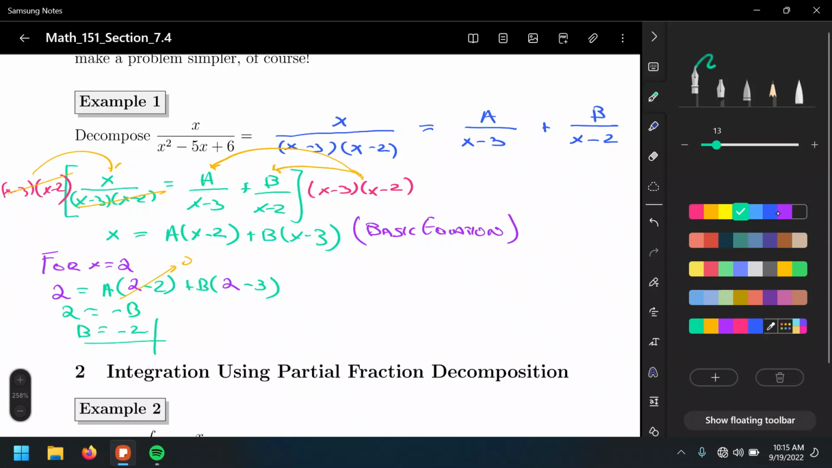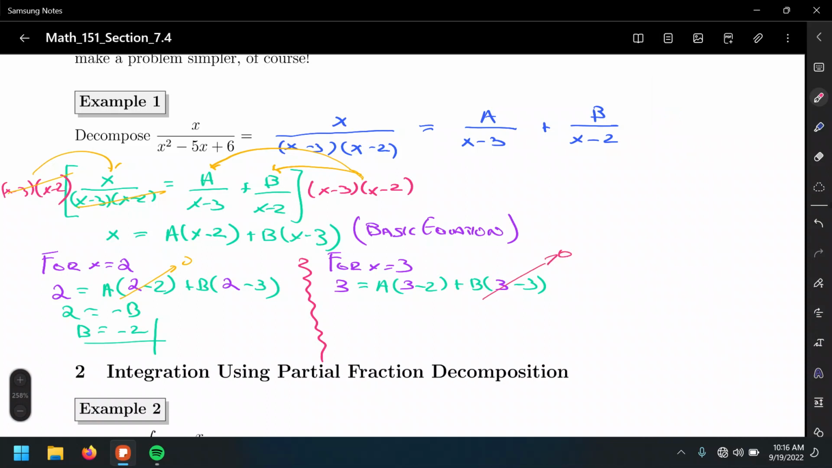Let's find out the next number. Can you think of another clever value that could help us zero out one of the terms in the same way we did before? How about 3? Well, the number 3 sounds good. So for x equals 3, let's see what's going to happen. So 3 equals a times 3 minus 2 plus b times 3 minus 3. That's going to cancel the b, and we will be able to find a in a similar way that we were able to cancel out the term containing the a to find b. So that's a 3 and a 3. This will be 0, and this is 3 equals a, since 3 minus 2 is just 1. So we just found those constants a and b.